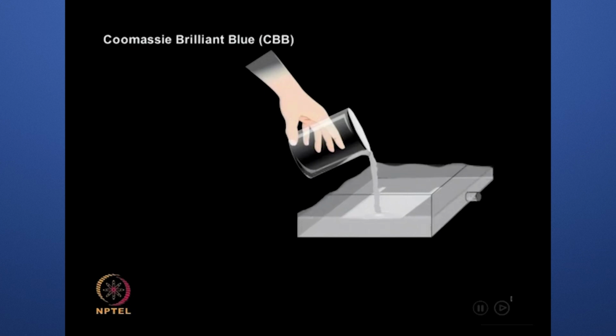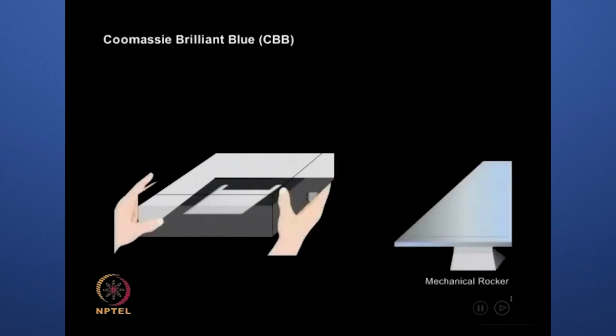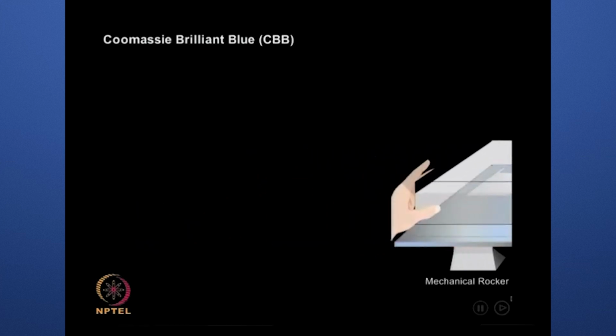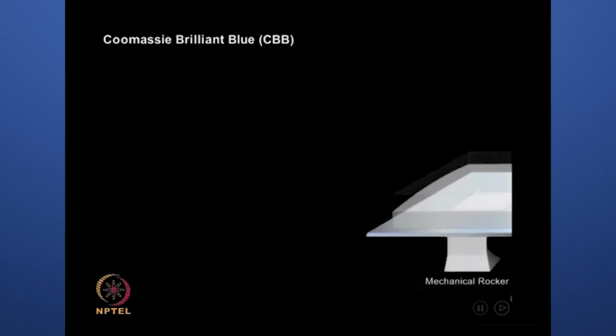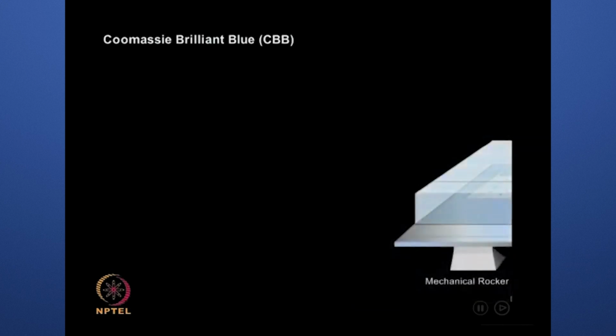Which consists of 50% methanol and 10% acetic acid to remove any excess dye that may be bound to the gel. Again, this process involves overnight steps, or at least 10 to 12 hours of gentle shaking on the rocker.